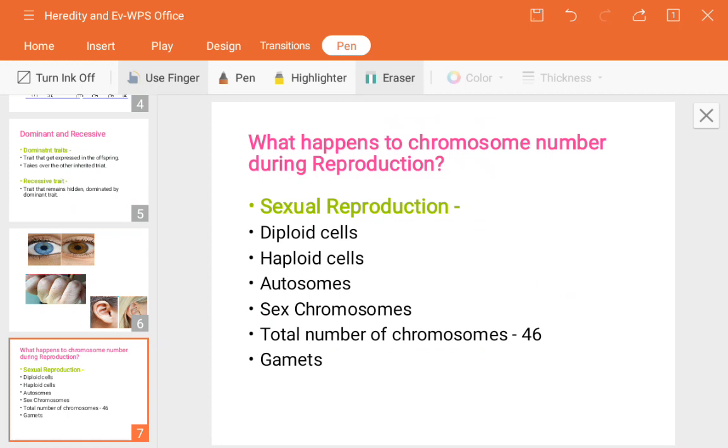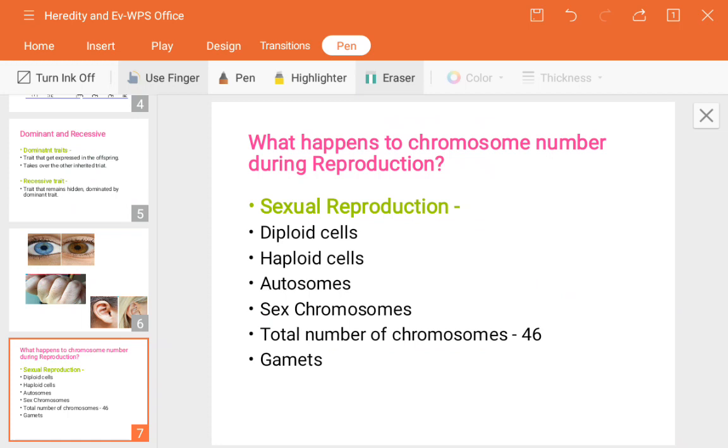The first terms are diploid cells and haploid cells. What is meant by diploid cells? See guys, all the cells in our body exist in pairs, meaning the cells in our body have chromosome numbers in pairs. The cell with paired chromosomes is called diploid, and a single type of chromosome is called a haploid cell. Single type is called a haploid cell, and in pairs it is called a diploid cell.